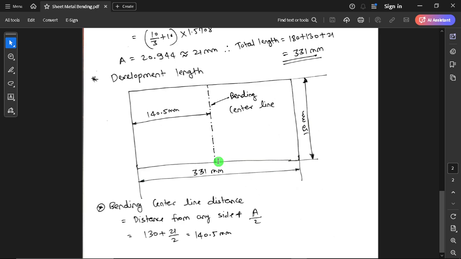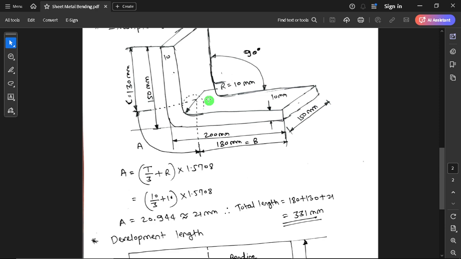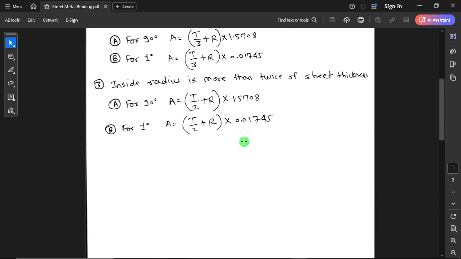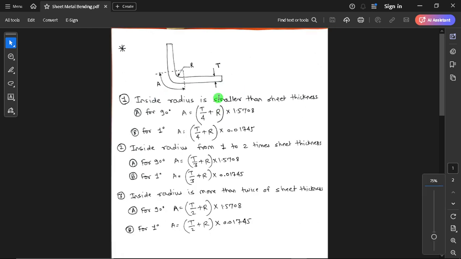So right now we will switch to other formulas, for bends other than 90 degrees. If the inside radius changes, what to do? So I have a list of these formulas. I will explain them to you. If the inside radius is smaller than the sheet thickness, consider my sheet thickness is 10 mm and inside radius is 5 mm. For a 90-degree bend, this is the formula: thickness by 4 plus r, meaning inside radius, into 1.5708. Whatever comes, you add to the remaining two distances and you will have your development length.